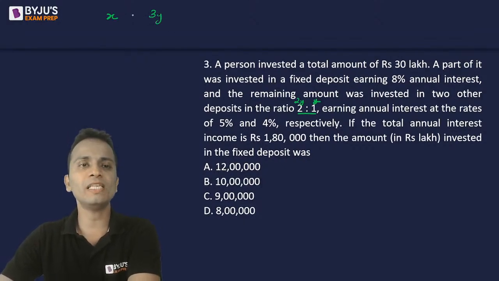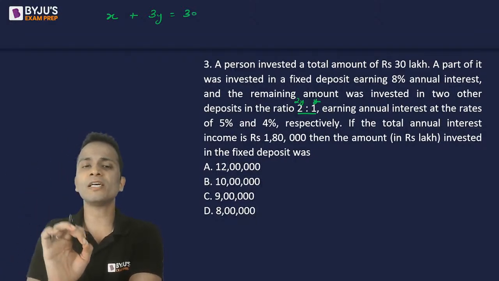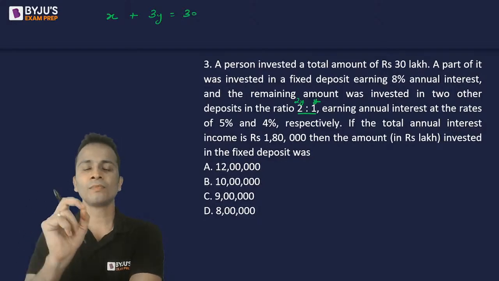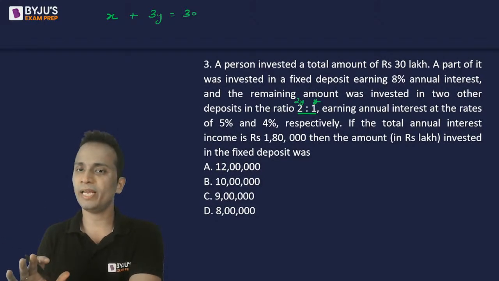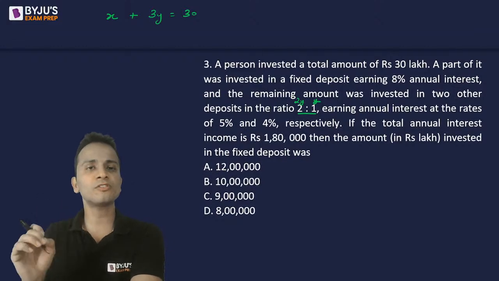So total money is x plus 3y, and that is 30 lakhs. 30 lakhs is the total money. So x plus 3y is 30 lakhs. Now I'll write everything in terms of lakhs, right? So 30 lakhs I have written as 30. 1,80,000 I'll write as 1.8 and so on.